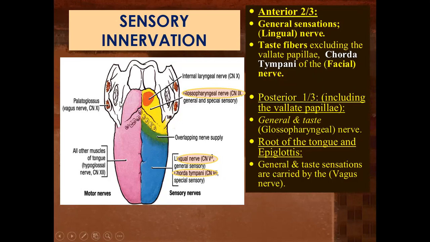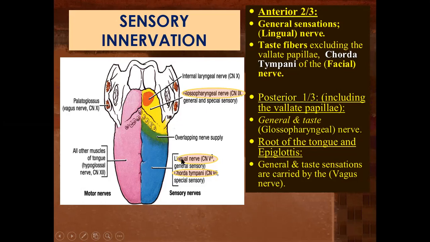What about the posterior one-third, which is present in the pharynx? The posterior one-third, including the vallate papillae. So there are vallate papillae here. For the posterior one-third of the tongue as well as the vallate papillae, the general sensation as well as the special sensation, that is the taste sensation, are all carried by the glossopharyngeal nerve, both for general as well as special sensation. Posterior one-third by the same nerve, glossopharyngeal, but anterior two-thirds, special sensation by the chorda tympani branch of the facial nerve, and the general sensation by the lingual nerve.